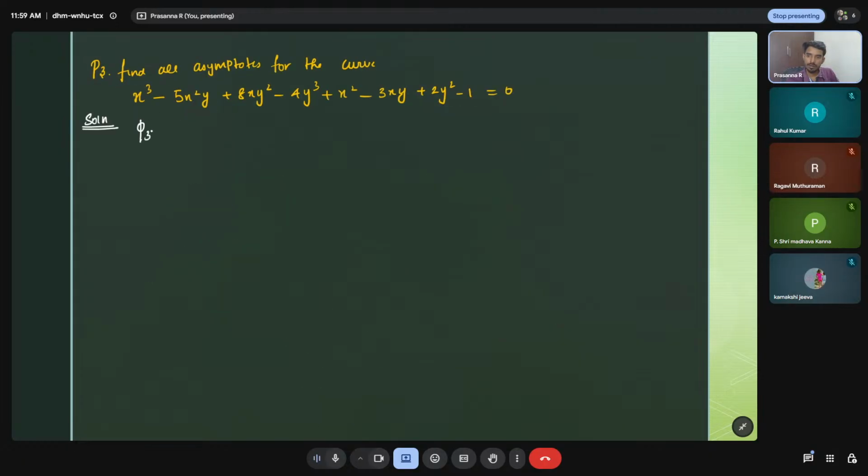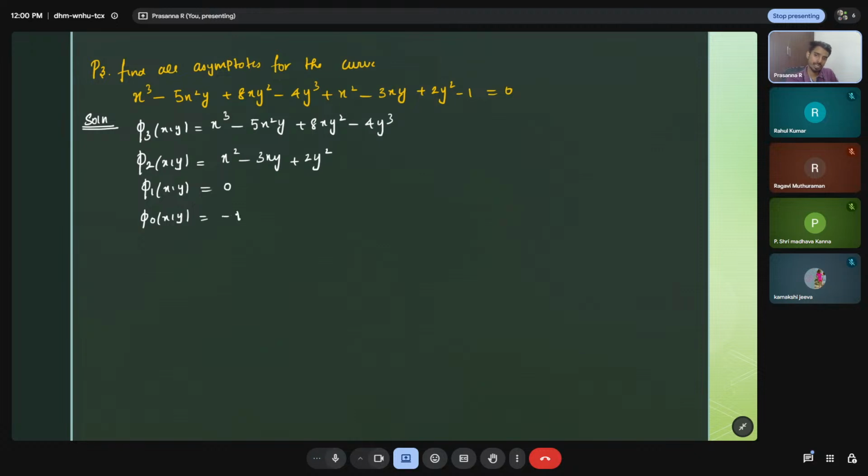So first we will collect phi3 of x comma y, which is x cube minus 5x square y plus 8xy square minus 4y cube, and then we will form phi2 of x comma y. So phi2 of x comma y is x square minus 3xy plus 2y square. I'm collecting degree 2 terms, right? There is no degree 1 term, and there is a constant term which is minus 1.